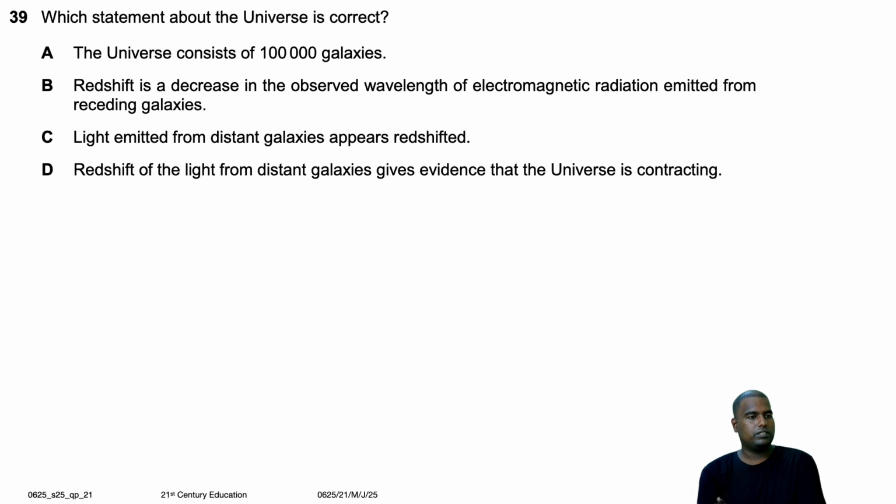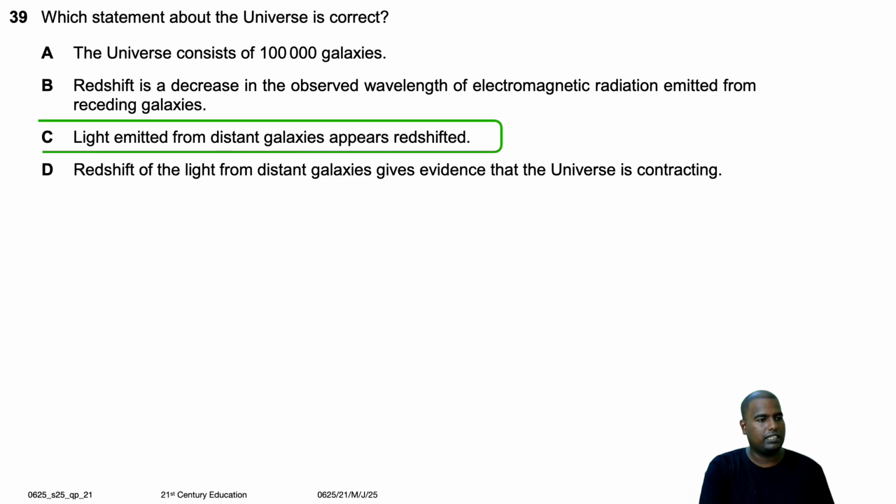Which statement about the universe is correct? The universe contains 1 lakh galaxies. No, it might contain billions of galaxies, so A is wrong. Redshift is a decrease in the observed wavelength. No, redshift is an increase in the observed wavelength, so B is also wrong. C, light emitted from distant galaxies appears redshifted. Yes, this is right. D, redshift of the light from distant galaxies gives evidence that the universe is contracting. No, it gives evidence that the universe is expanding. So C is the right answer.